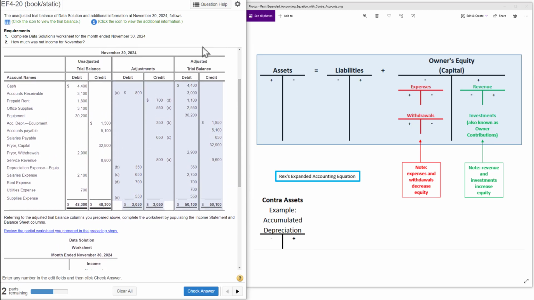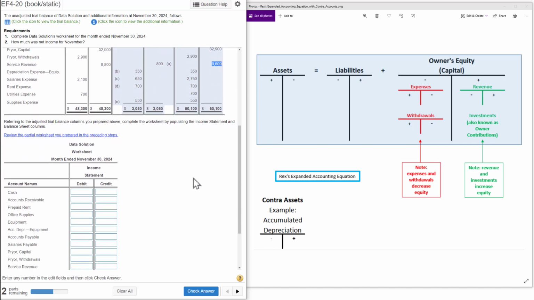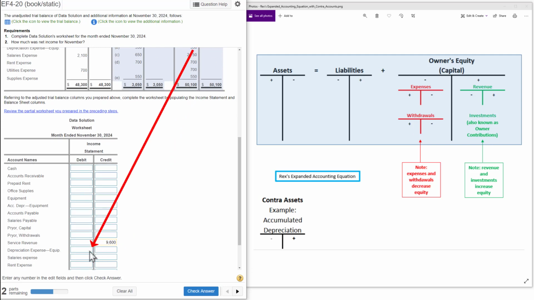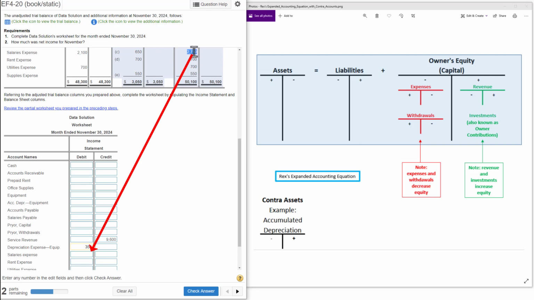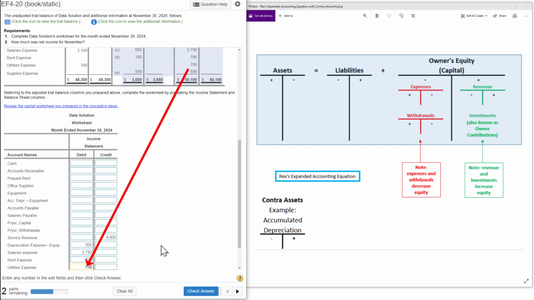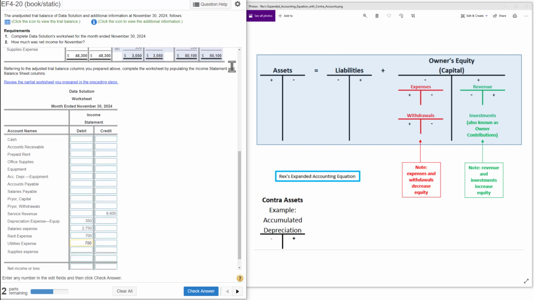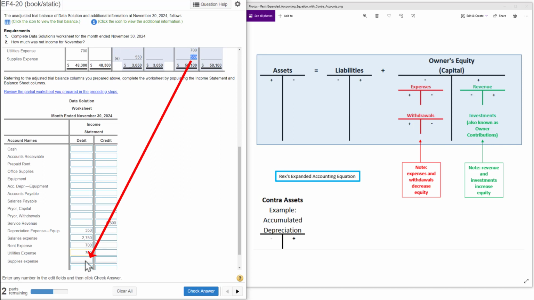So I'm going to go up here to my adjusted trial balance, find the revenues and expenses, and then just copy this data down to the income statement columns. So revenue is 9,600. Make sure you put it on the correct side. Depreciation expense is 350. Salaries expense 2,750. $700 for rent expense, $700 for utilities expense, and then $550 for supplies expense.